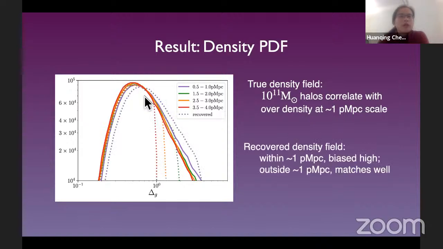And for the recovered density field, plotted here in the dotted line, we can see that except for the inner region, which is susceptible to the bias by the systematic inflow related to the quasar, the rest of the PDF agrees very well with the true one. And here the truncation is because of the saturation farther away from the quasar.